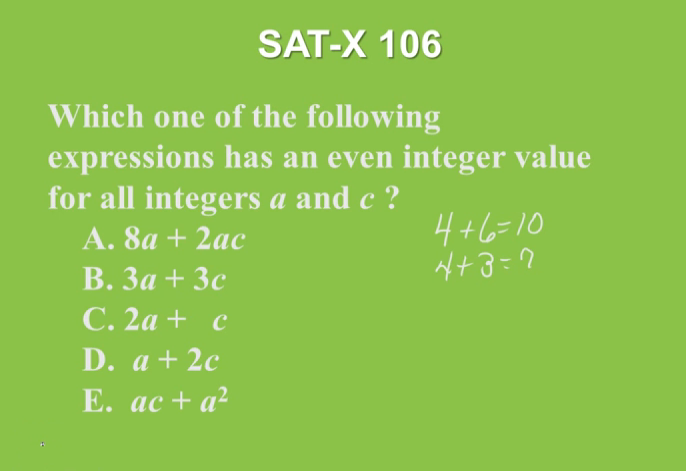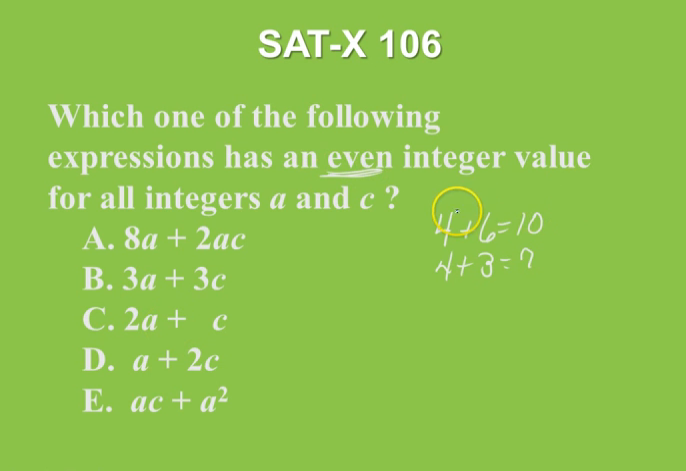SAT example number 106. The hardest part about this problem is interpreting the question. It says, which of the following expressions has an even integer value. Well, what that means is when you add the terms together, you're going to get an even answer. You must get an even answer.